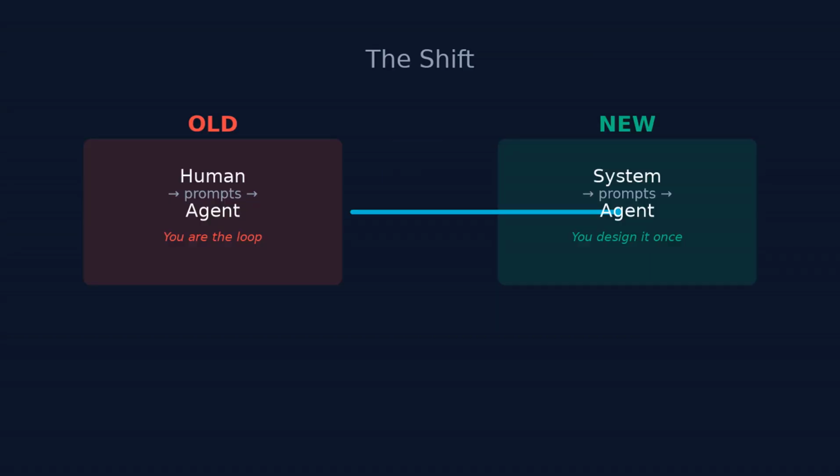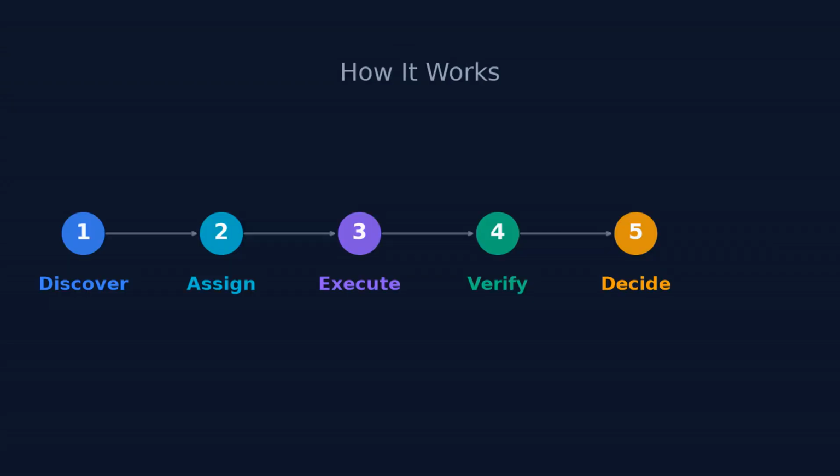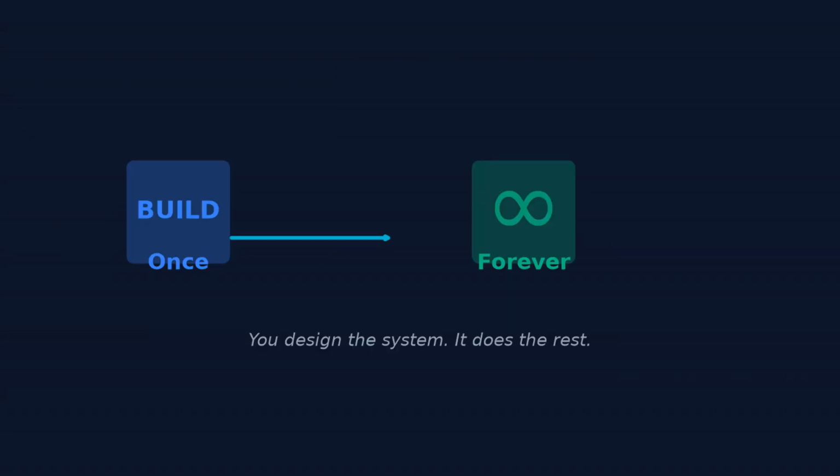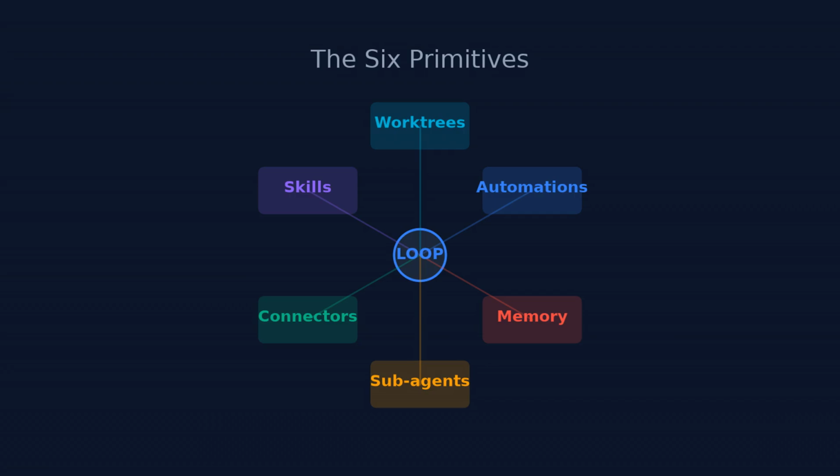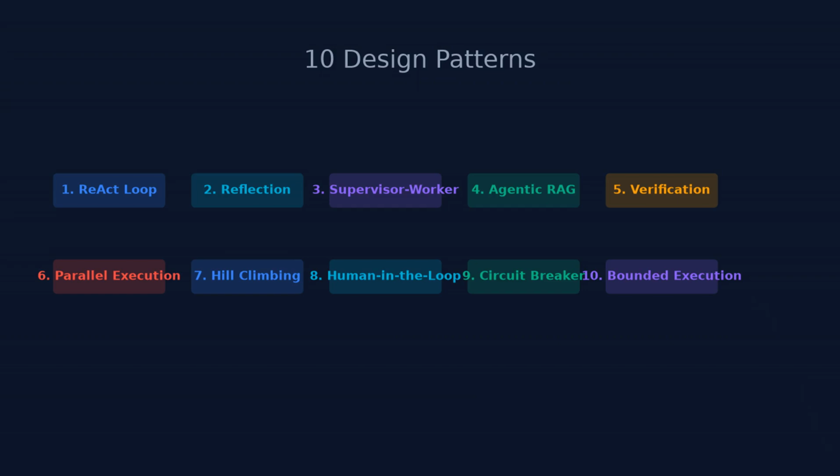You design a system that finds the work, hands it to an agent, checks the result with a verifier that isn't the maker, and decides what's next. You build it once, it runs from then on. The anatomy has 6 primitives: automations, worktrees, skills, connectors, subagents, and memory. And the field already has 10 design patterns, from the universal React loop to circuit breakers that stop runaway agents.